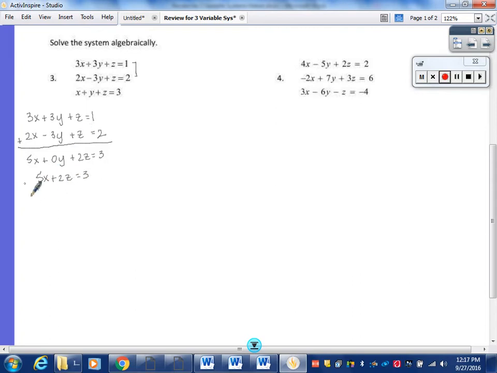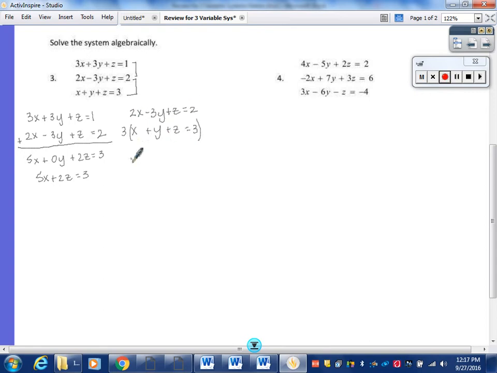So I have one two-variable equation. Now, I eliminated y here, which means I'm going to have to eliminate y in my second set. So I'm going to use these two equations and eliminate y in these two as well. I'm going to rewrite the equations. 2x minus 3y plus z is equal to 2, and x plus y plus z is equal to 3. If I want to eliminate y, I've got a negative 3y here, so I've got to have a positive 3y here. And so I'm going to multiply this entire equation by 3.